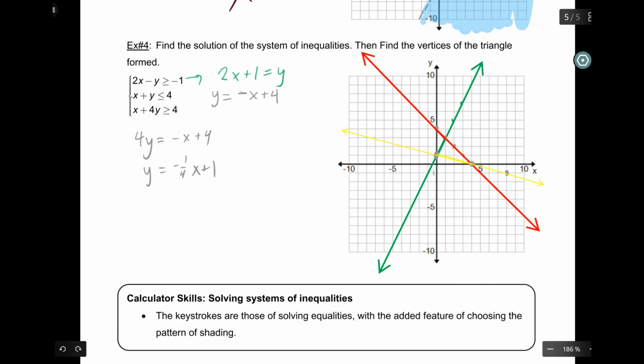So the first one, let me pick the point 0, 0 because it's not on any of them. So here I'll have 0 minus 0 is 0 greater than or equal to negative 1. Yeah, that's true. So I know I'm going to be shading the portion where 0, 0 is actually a part of the solution.